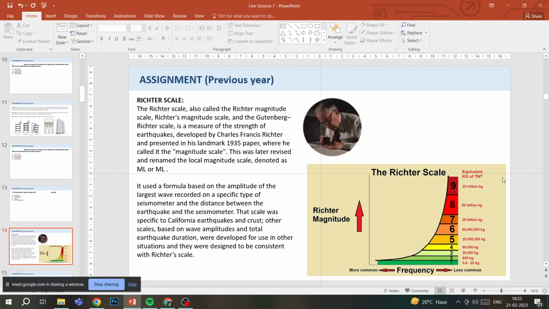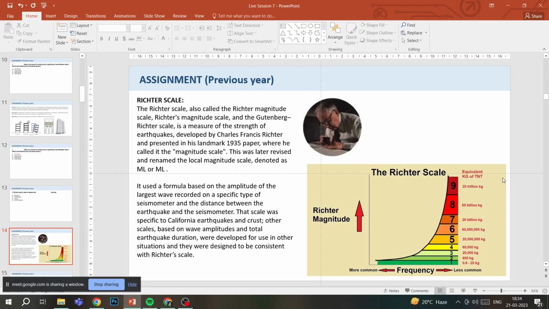Other scales based on wave amplitudes and total earthquake duration were developed for use in other situations, and they were designed to be consistent with the Richter scale. The Richter scale, as it was devised in 1935, was designed specifically for Californian earthquakes, and hence more work was done on this scale over time. Moving forward, there are a lot of new scales now which include more parameters, for example total earthquake duration and other things, to give a scalar quantity of the magnitude of an earthquake.